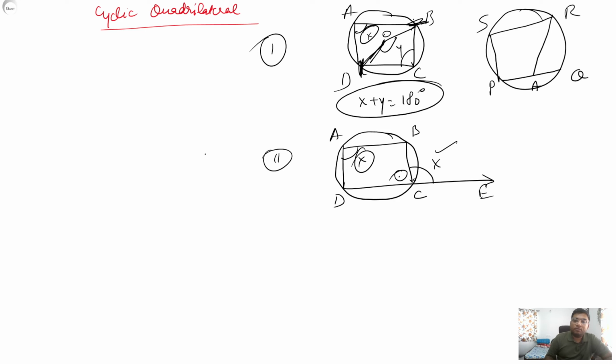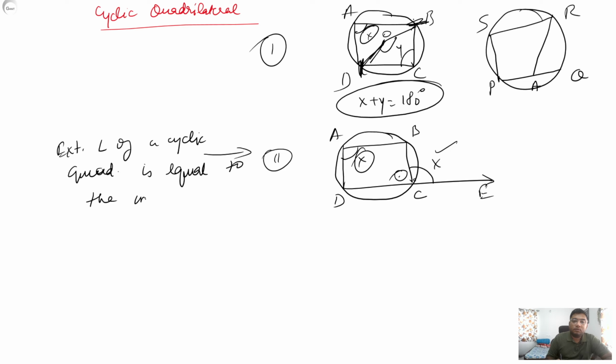So how do we pronounce this theorem? Exterior angle of a cyclic quadrilateral is equal to the interior opposite angle. That's the theorem.